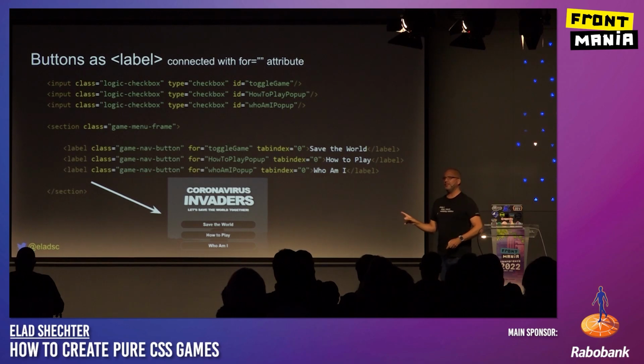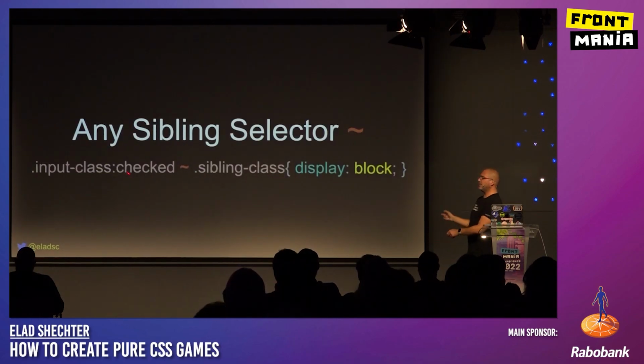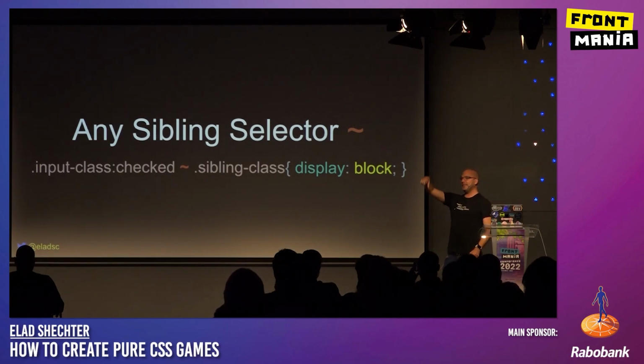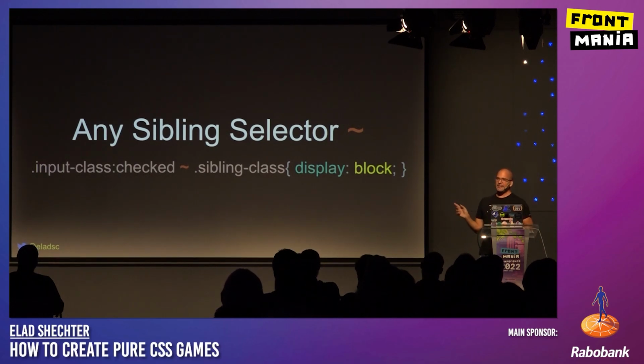To do that, I'm using two special CSS features. The first feature is the checked pseudo class. I can see if a specific checkbox is in the status of checked. And if a specific checkbox is checked, I can use the sibling selector that can select any sibling element that comes after, and I can give it display block or display none, and in this way I can show or hide other frames of the game. And this is exactly what I'm doing in the real game.